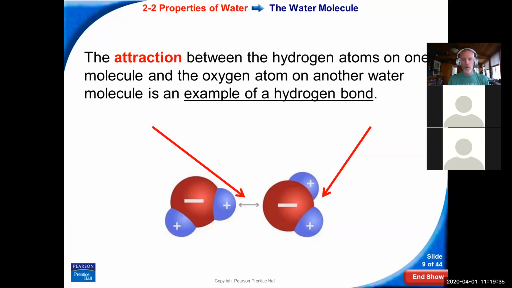Okay. So what's going to happen is water molecules basically combine with the positives and the negatives.